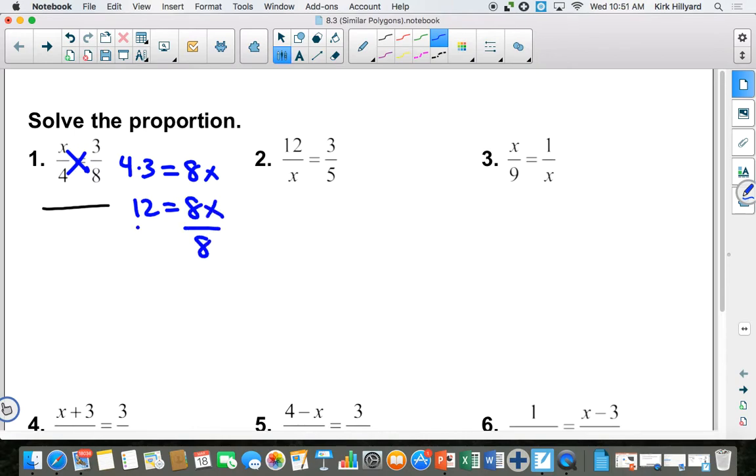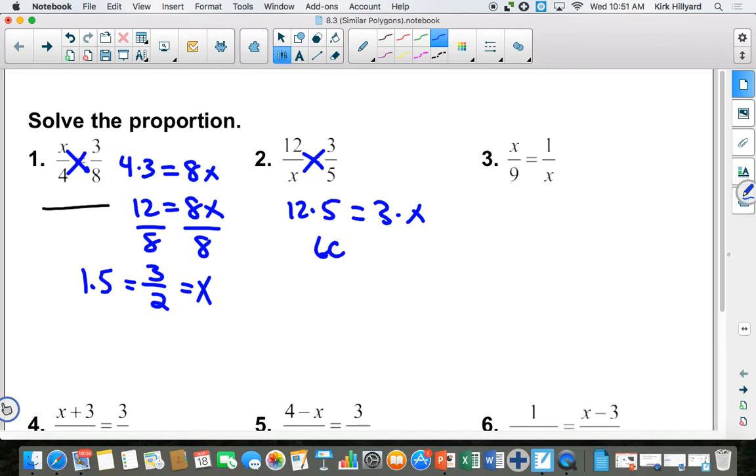We divide by 8, and x is equal to... 4 goes into 12 3 times, and 4 goes into 8 twice. So it's equal to 3 halves or 1.5, whichever you want to do there. So any kind of a proportion, that's how you'll set it up. You'd go 12 times 5 equals 3 times x, and you would set that up and go ahead and solve it. So we're not going to do any more of these, but I just wanted you to be aware of how to solve that. We're going to use that in today's lesson.